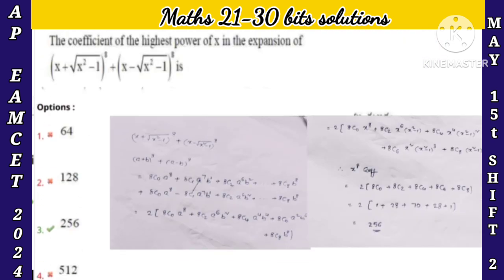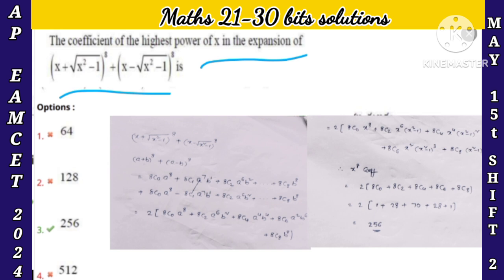Okay, so the next problem. The quotients of the highest powers in the expansion of (x + √(x²−1))^8 + (x − √(x²−1))^8. Okay, this is a typical question. Actually the question is easy, but if you have a grip on the concept, you can solve this sum.